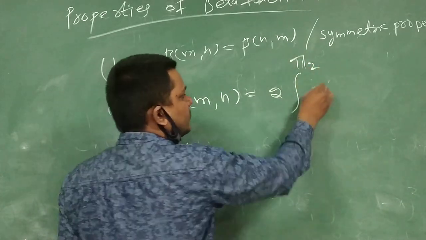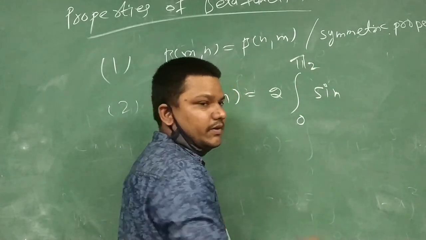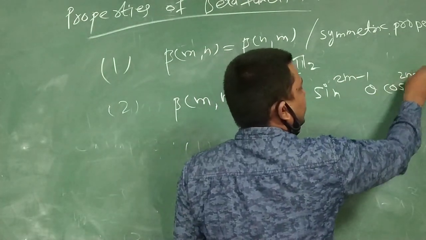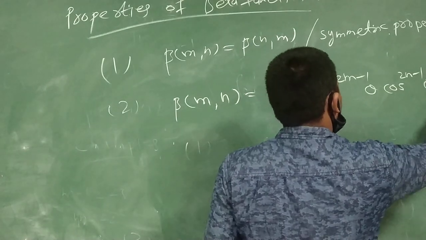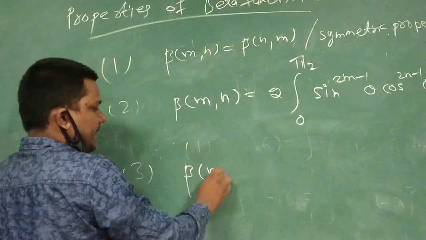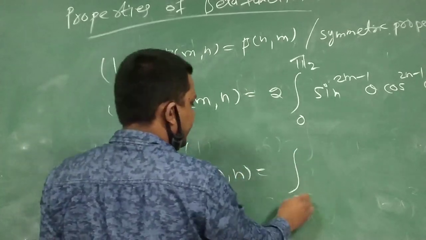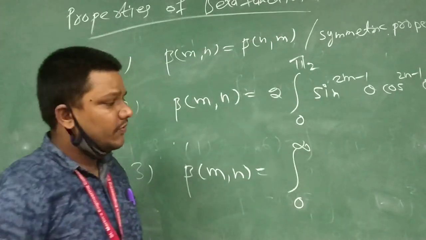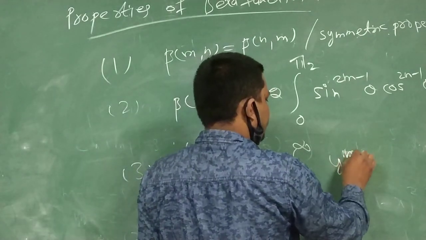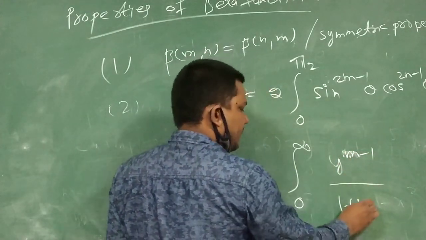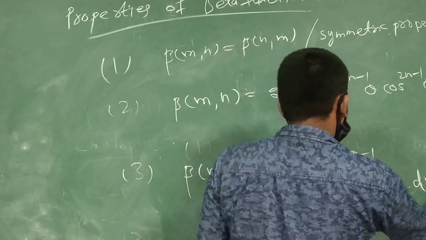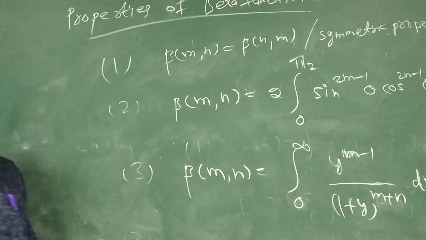0 to pi by 2 sin power 2m minus 1 theta cos power 2n minus 1 theta d theta. And we are having the third property, beta of m comma n is integration of 0 to infinity y power m minus 1 by 1 plus y whole power m plus n dy. So these are some properties of beta function.